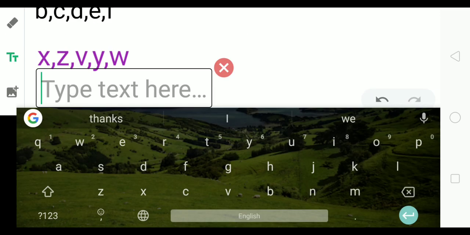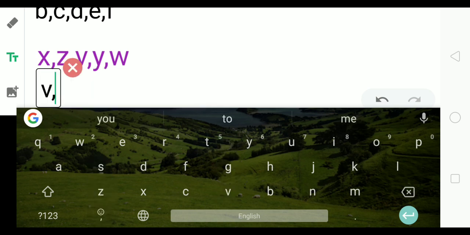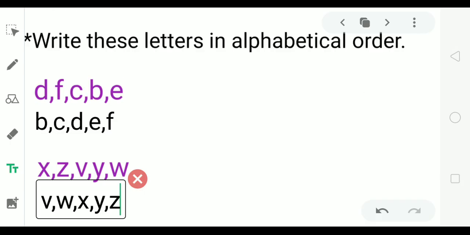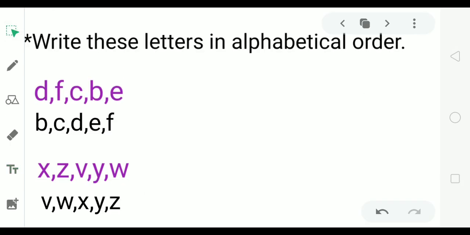Next, X, Z, V, Y, W are not in alphabetical order. Then which letter will come first in alphabetical order? V, W, after this X, then Y, and in the last Z will come. V, W, X, Y, Z means these letters are in alphabetical order.